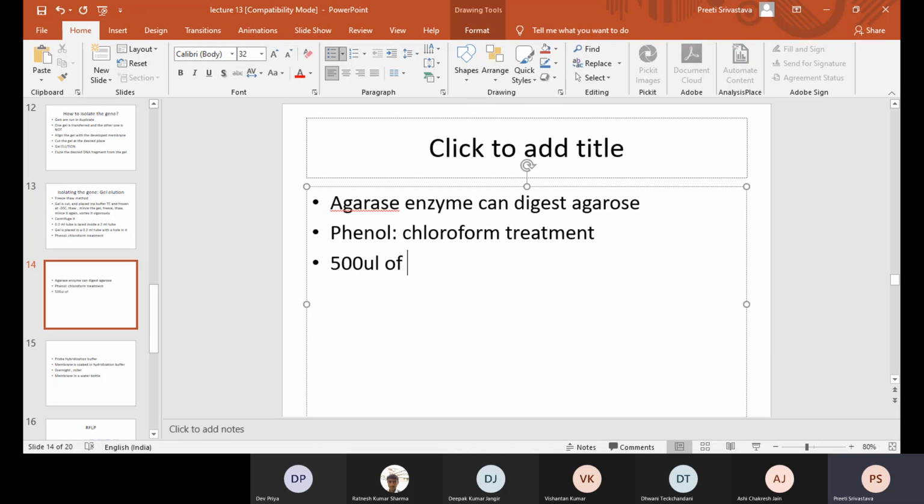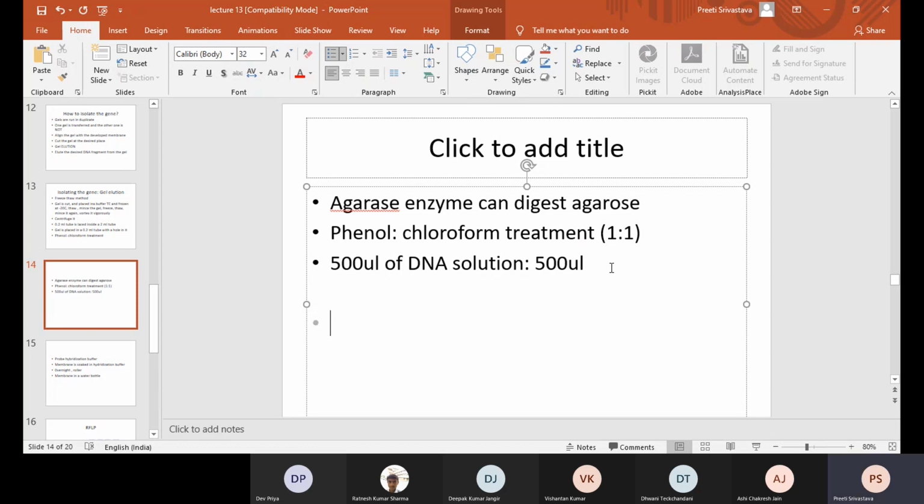That means if you have 500 microliter of the DNA solution collected in the 2 ml tube, or 500 microliter of the DNA solution obtained by treatment with agarase, then you are going to mix an equal volume. That means you add 500 microliter of phenol chloroform, where phenol and chloroform are present in a 1:1 ratio. You remember that? Chloroform is to isoamyl alcohol in the ratio of 24:1.